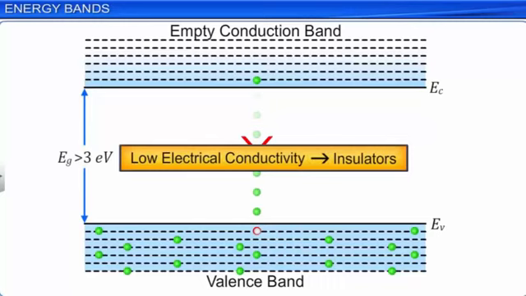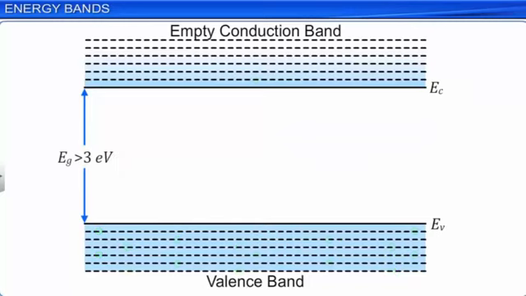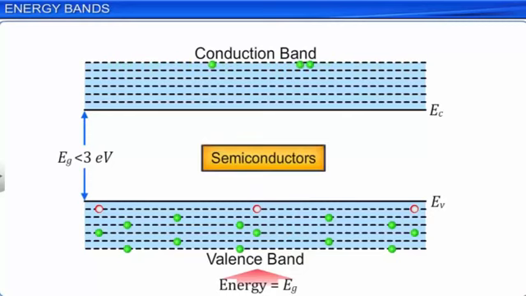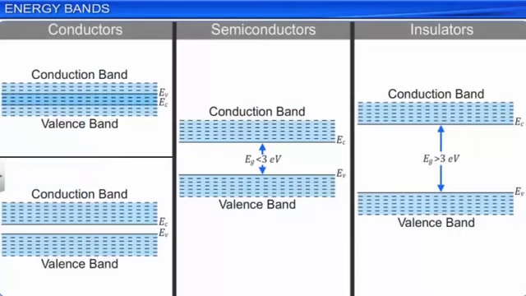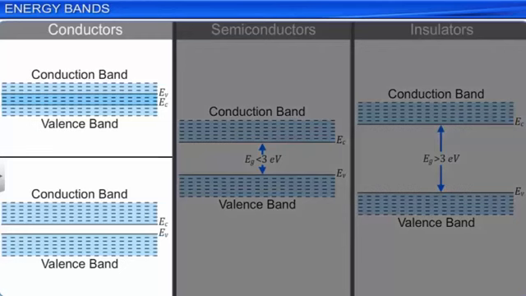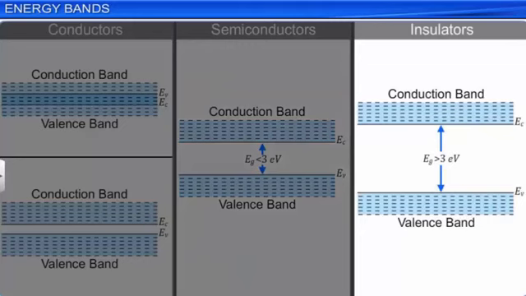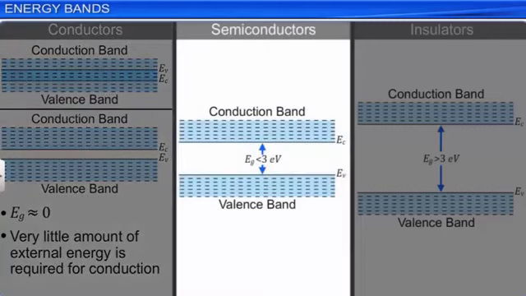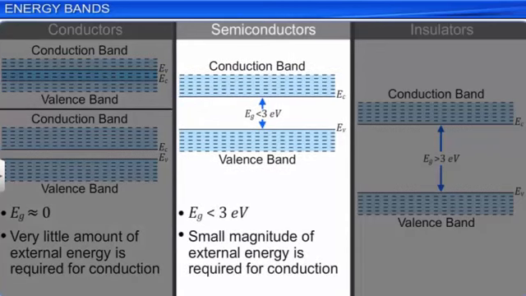In semiconductors, we have seen that a finite but small band gap of less than 3 electron volt exists, and as such, by supplying sufficient energy, the valence band electrons can move into the conduction band. Therefore, semiconductors have conductivities between that of conductors and insulators. Thus, we see that on the basis of energy bands, materials can be classified as conductors, semiconductors, and insulators. Conductors have a very small or nearly zero band gap, semiconductors have a finite and small band gap of less than 3 electron volt, and insulators have a band gap of greater than 3 electron volt.